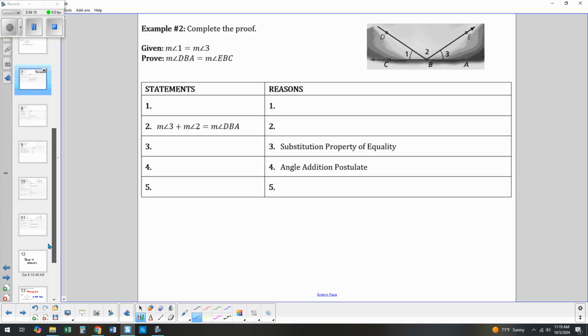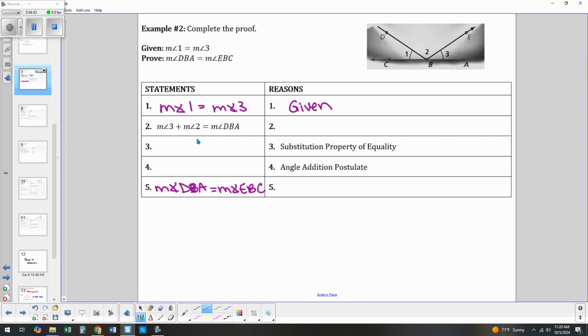So our next problem is an actual proof. Remember our steps. We know given usually goes first, so I can put measure of angle 1 equals measure of angle 3 is given. And I know the proof statement is going to go last. So the measure of angle DBA is equal to the measure of angle EBC.